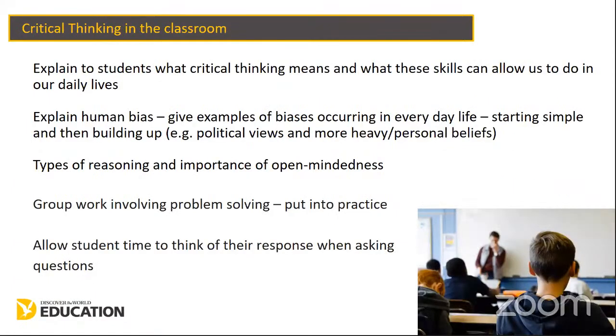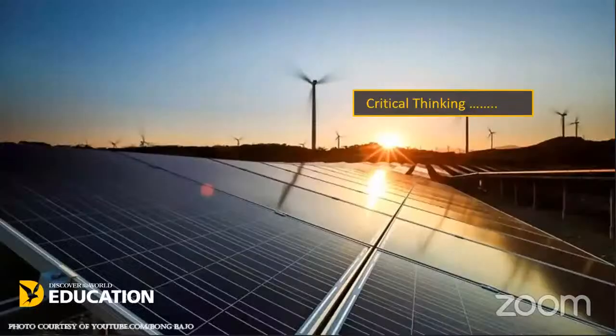So how do we apply all this in the classroom? Explain to students what critical thinking means, enabling them, empowering them to use those skills within a classroom. Explain what bias is. We know that we've all got some sort of bias, but start simple and then build that up. Talk about the different types of reasoning, the importance of open-mindedness. Talk about group work, allow them to do group work, including problem solving and decision making, and give students time to think and to be quiet. Really, really important. And we're going to look at silent debates as a practice in a minute.